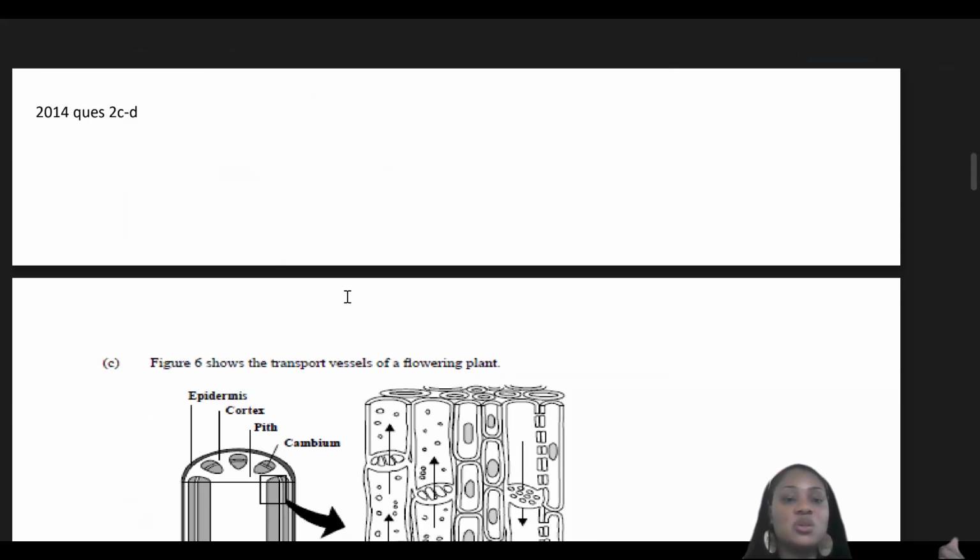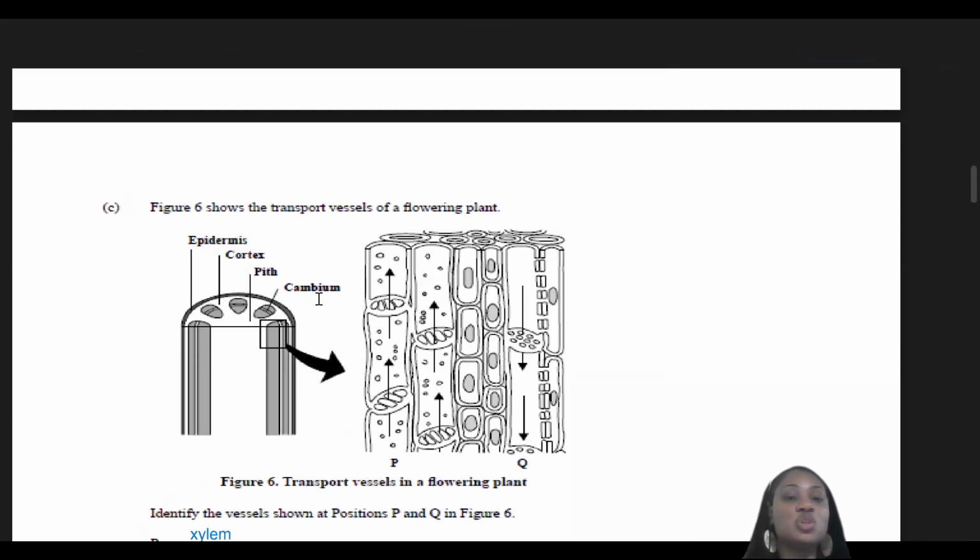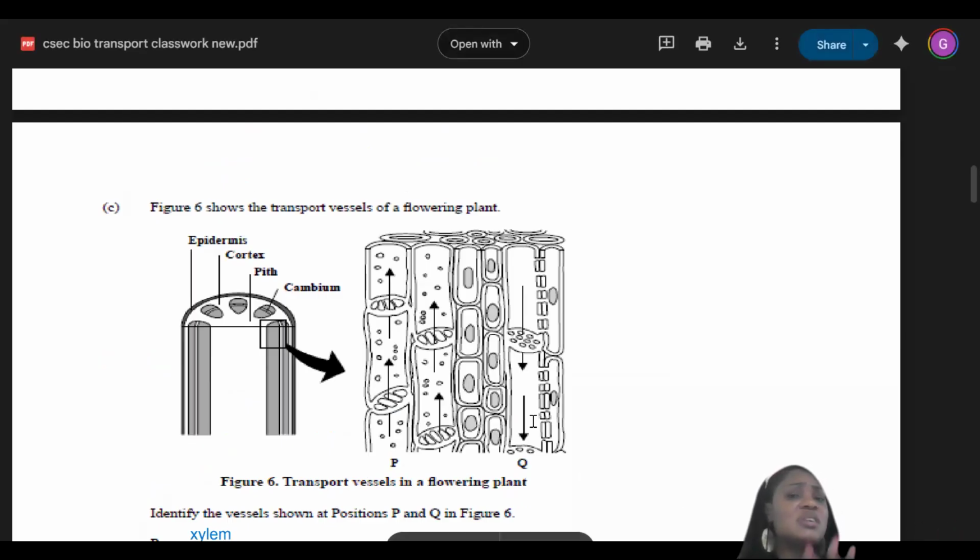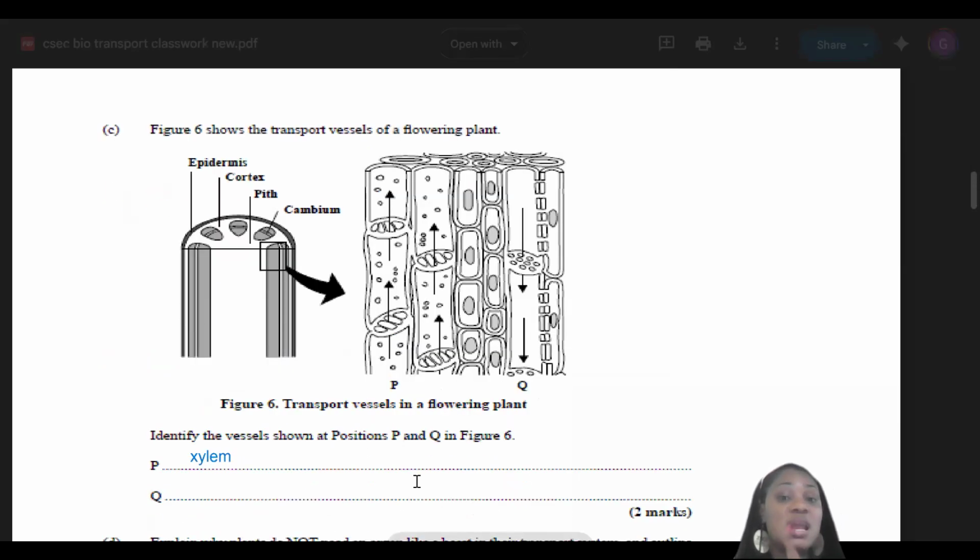The next one, 2014 question 2C to D, shows you a section of the stem of a flowering plant. So there are several tubes in the stem. The important thing is, can you identify which one is the xylem? So the xylem, guys, would be vessel P, right? Vessel P, because this one is hollow. The partition between the cells is almost gone, and it has water traveling there.